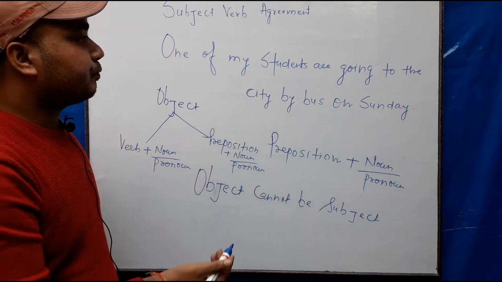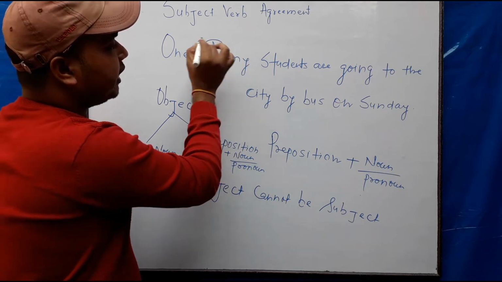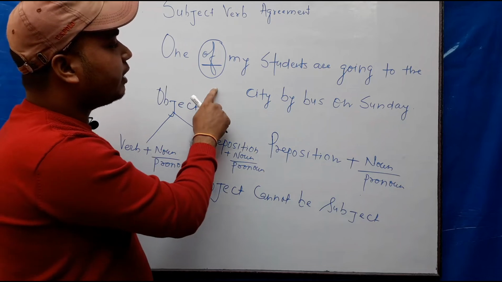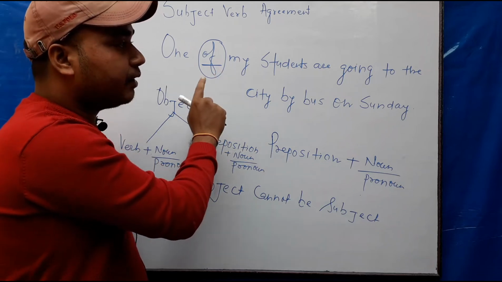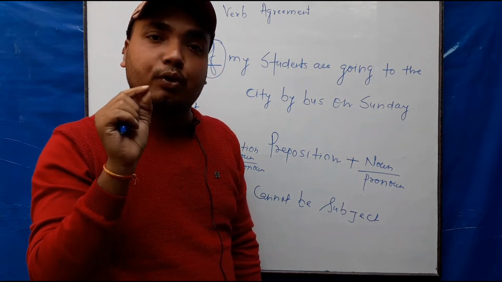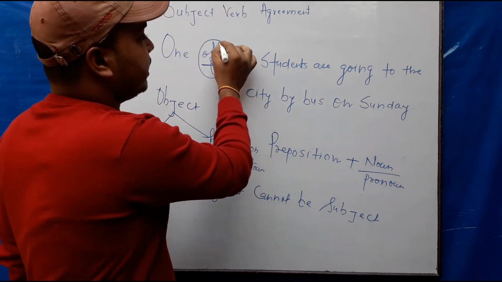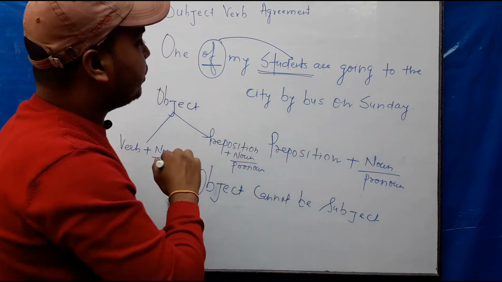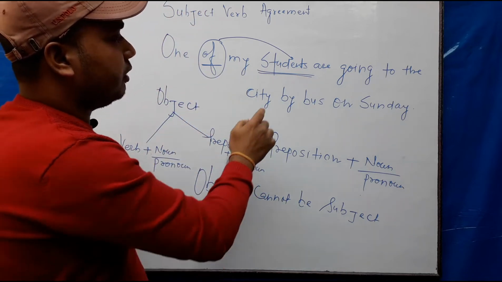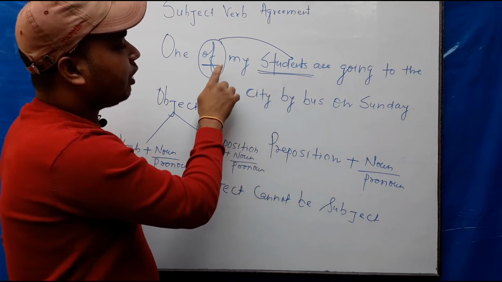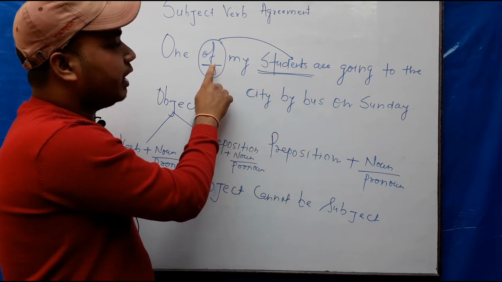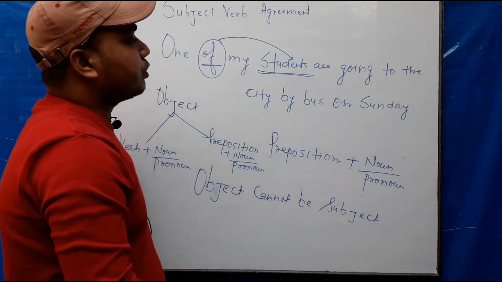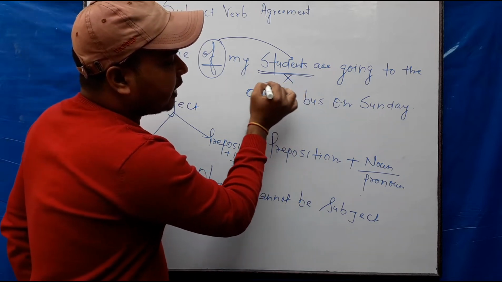So see here, here is a preposition, "of". I have told you that after a preposition any noun or pronoun will come, and see here, a pronoun has come. It means this word is the object of this preposition, and I have told you that an object cannot be the subject. So it cannot be the subject in the sentence.